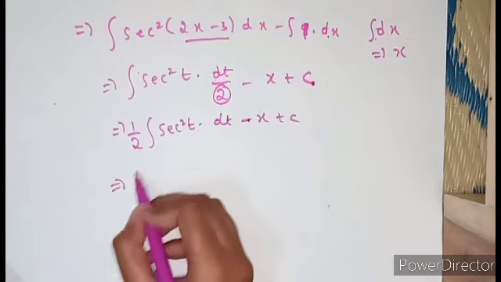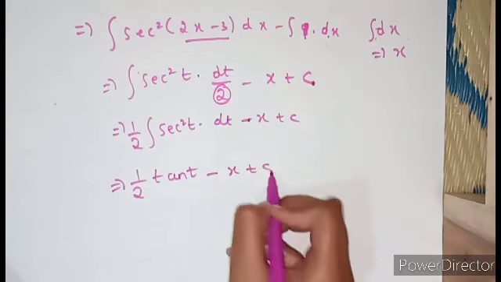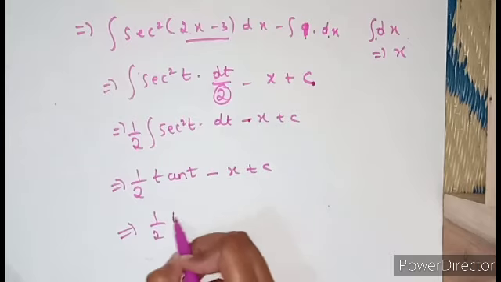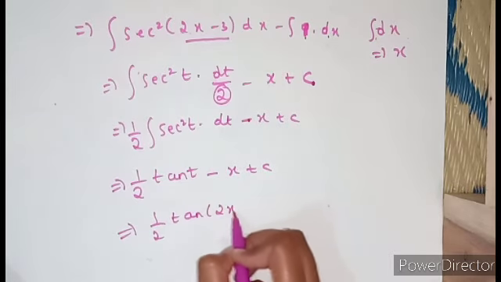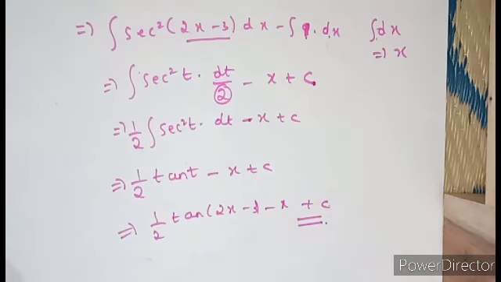Now the integration of secant square t is tan t, minus x plus c. Now substitute t back. t here is 2x minus 3, so tan of 2x minus 3 minus x plus c. So this is the required answer. Let's move on to the 22nd question.